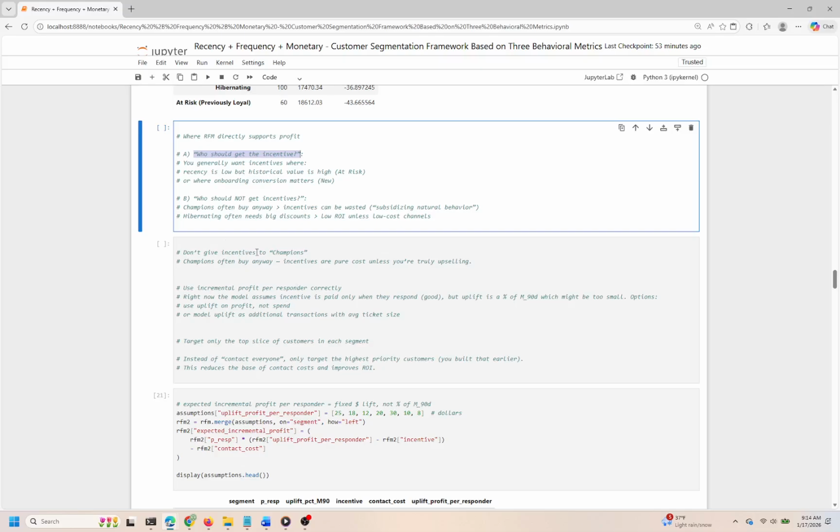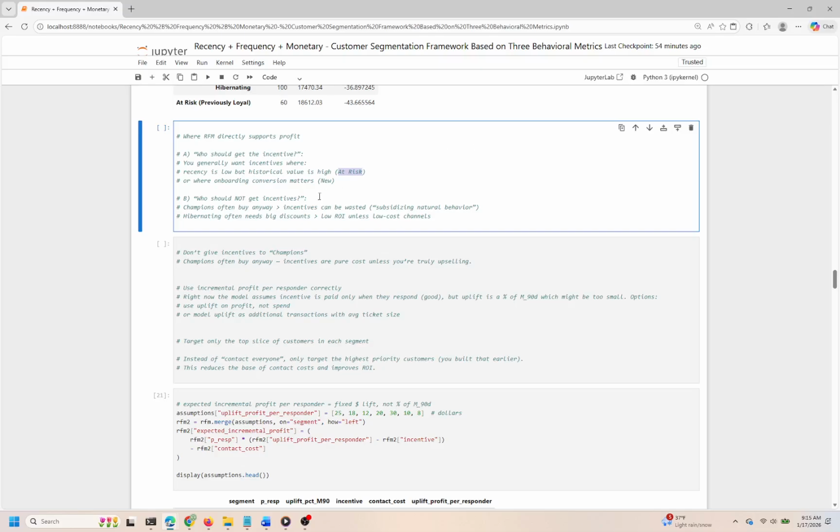First, we look at the customers who should receive incentives. Here, the focus is on individuals who have low recency but high historical value, often referred to as at-risk customers. These are the patrons who haven't engaged with the brand recently, yet have shown significant purchasing behavior in the past. By offering them incentives, we can entice them back into the fold, potentially reviving their interest in spending. Additionally, we highlight new customers, particularly those who recently onboarded. Their conversion into loyal, repeat buyers can hinge on timely and well-designed incentives.